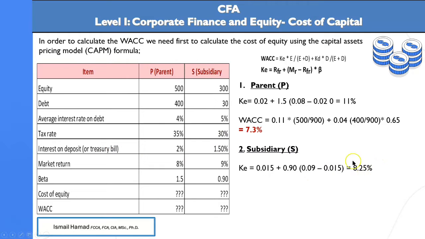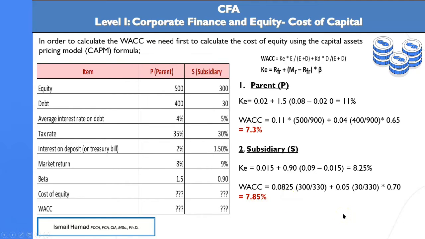Similarly, we will use this cost of equity in the formula for calculating the weighted average cost of capital, which is this one, 8.25, the cost of equity times the weight of the equity, 300. We are talking about the subsidiary. Divide by both finances, 330, plus the cost of debt, 5% for the subsidiary, and then this is the weight of the debt, which is 30 divided by 330. Tax is 30%, so 1 minus tax is 70%. We get a weighted average cost of capital of this figure.